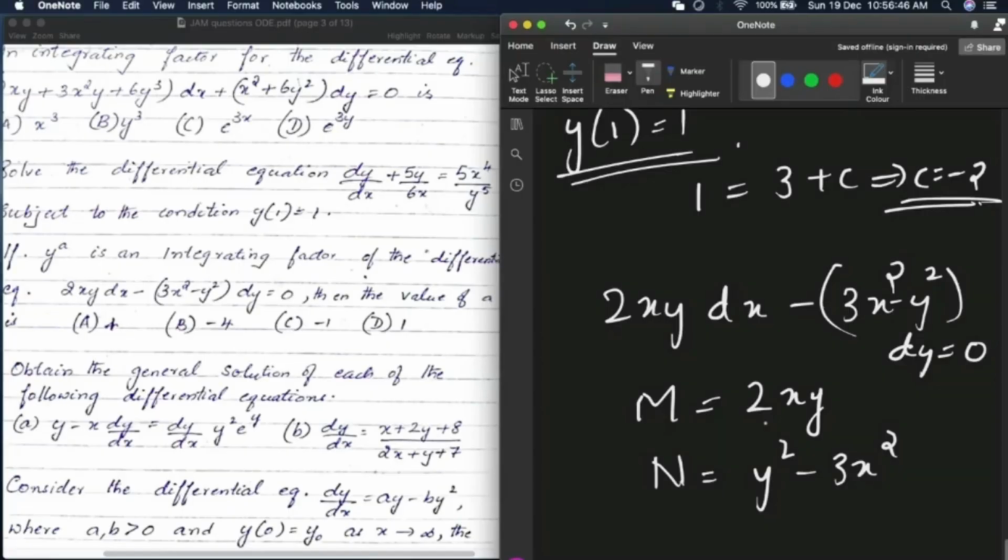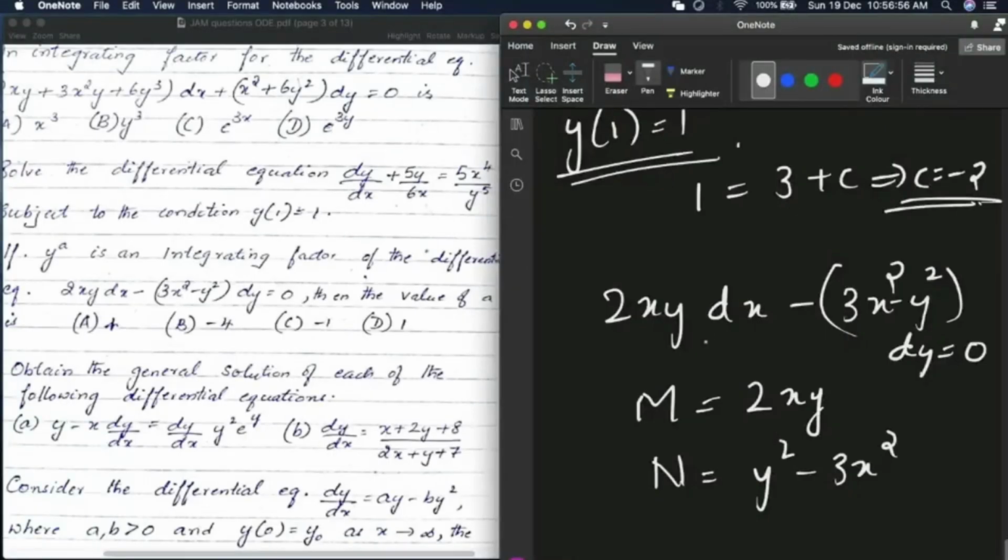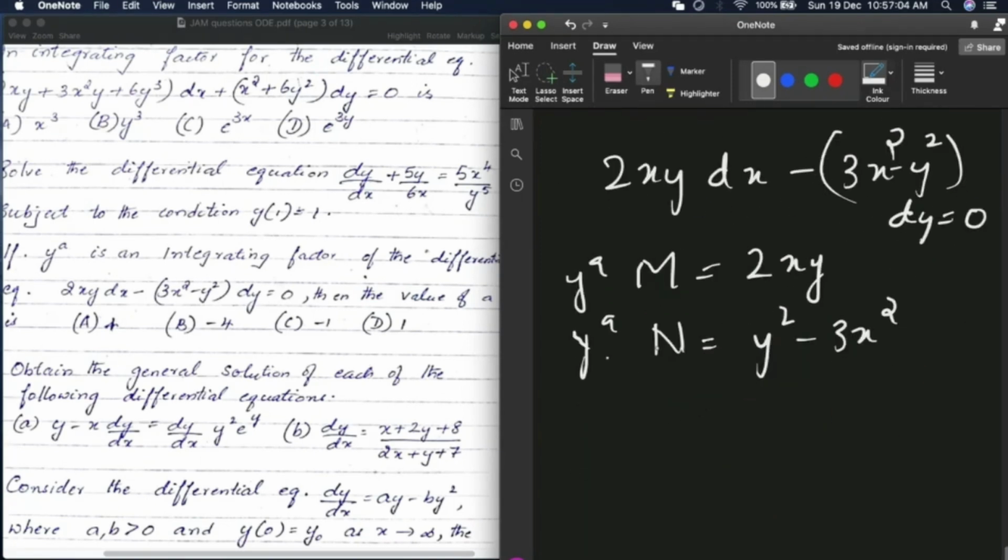Correct. A is equal to. So you're given that y raised to a is an integrating factor. That means when you multiply by y raised to a, this should become exact. Correct. So if I'm multiplying both by y raised to a, this should become exact. That means this should give you dou m by dou y is equal to dou n by dou x.